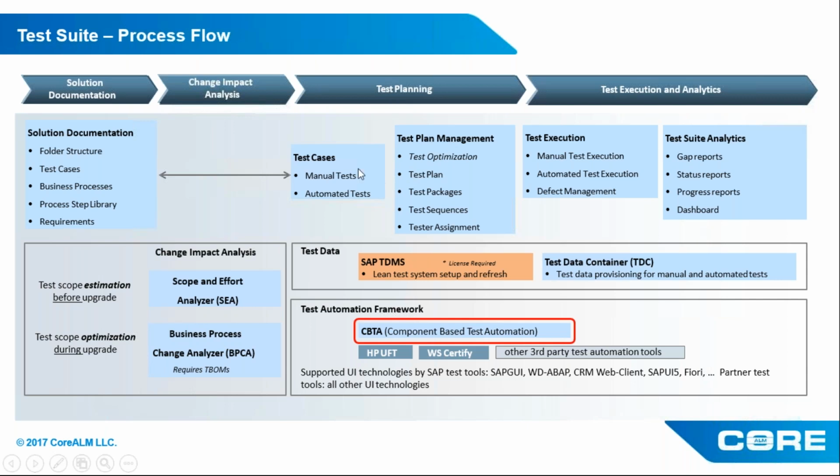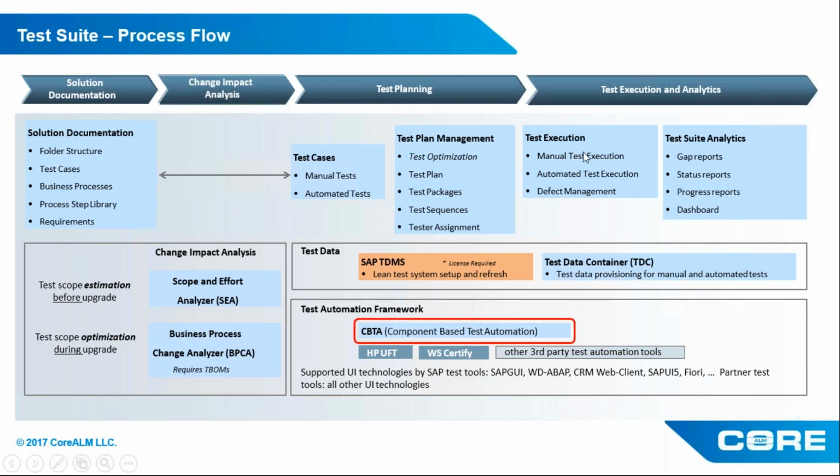So the next part of it, we have test cases which reside in solution documentation, and then from the change impact analysis, we do test optimization. Test optimization selects the test cases that you have in solution documentation, creates a test plan, and from there test packages, and those are sequenced for end-to-end test days, for end-to-end testing, and then they're assigned to testers. You'll see this in the demo.